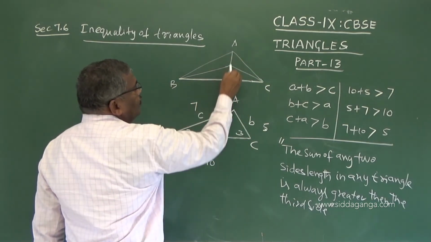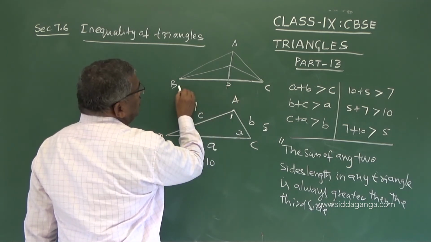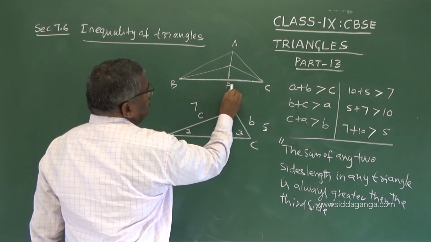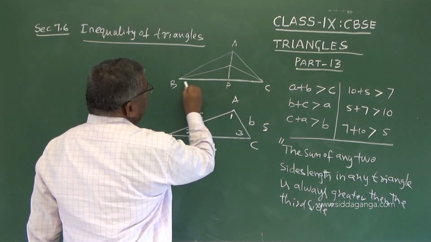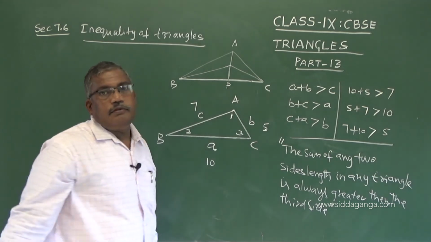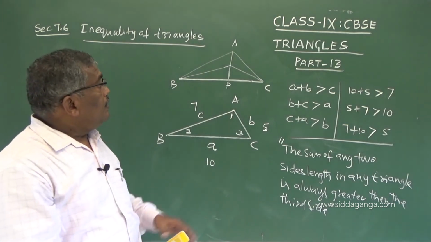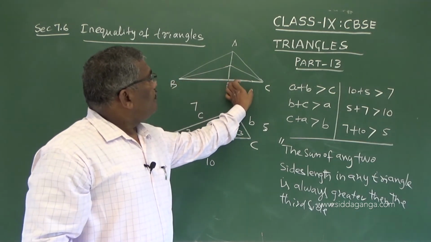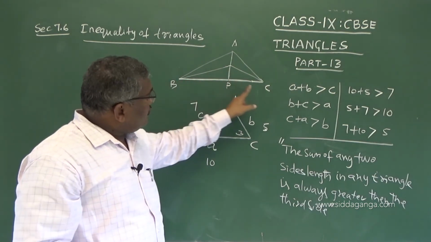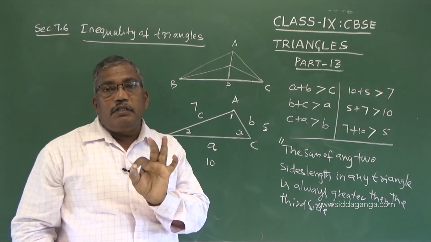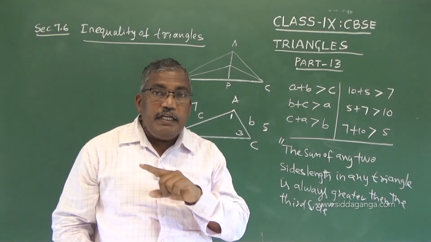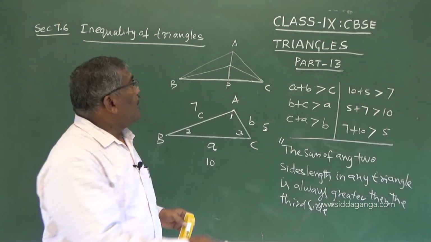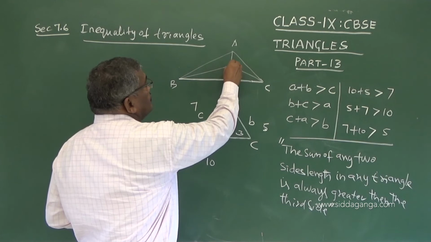Suppose if A coincides with B, then BP plus BC will be equal to BC. So that means when the sum of these two is equal to the total length, then the 3 points are in a line, they are collinear. We should have some AP distance.